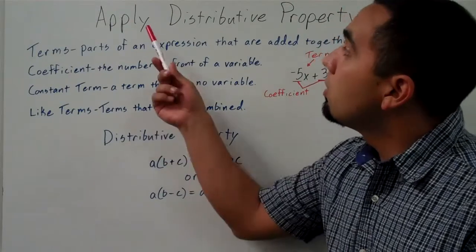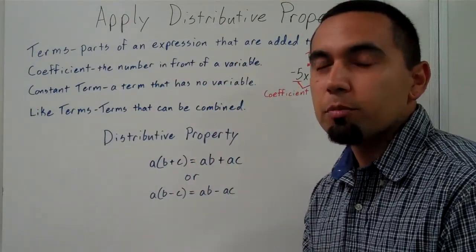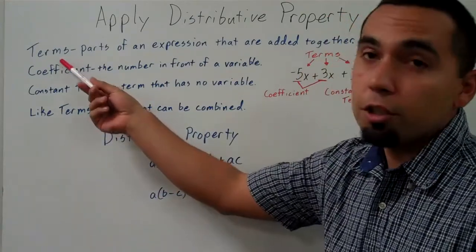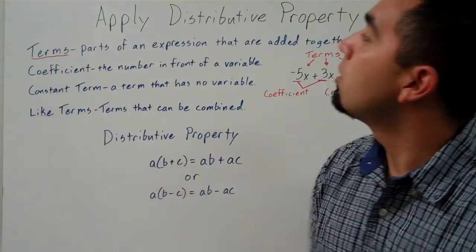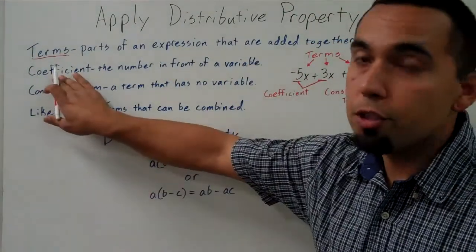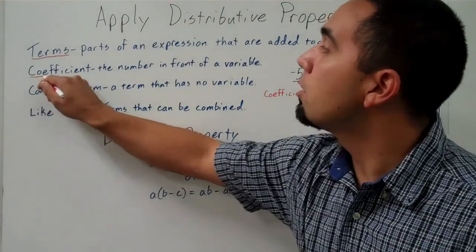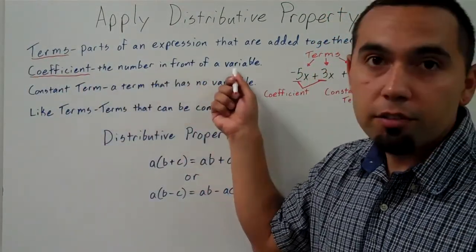Okay, so this is apply distributive property. First off, we've got to get some definitions down. The first one is terms. Terms are simply parts of an expression that are added together. We also have coefficient. Coefficient is simply a very long word for the number in front of a variable.